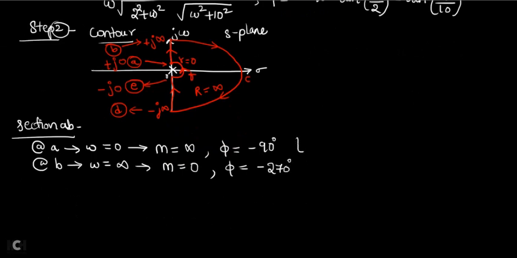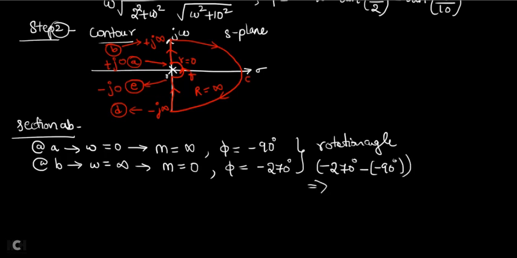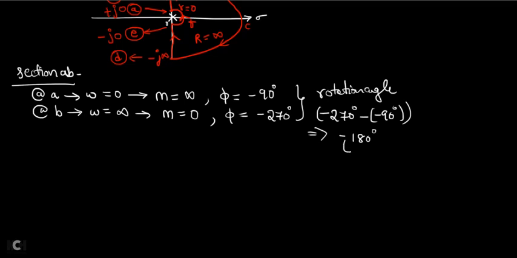Minus 270 degree. Now find the rotation angle. The rotation angle is always final angle minus initial angle. Minus 270 degree minus of minus initial angle 90 degree. So what is the answer you will get? Minus 270 plus 90 will give you minus 180 degree. What does this minus indicate? You have to write the Nyquist plot diagram in clockwise. You have to write the circle in clockwise direction.